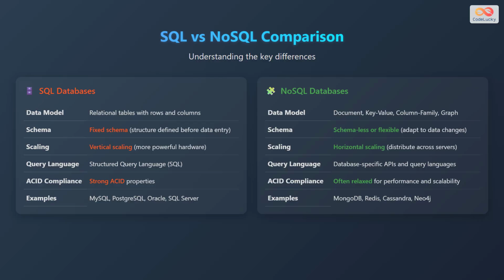Examples include MySQL, PostgreSQL, Oracle, and SQL Server. NoSQL databases, on the other hand, use data models such as document, key value, column family, or graph. They have a schemaless or flexible structure that can adapt to data changes. They scale horizontally, distributing data across servers. NoSQL databases use database-specific APIs and query languages. Their ACID compliance is often relaxed for performance and scalability. Examples include MongoDB, Redis, Cassandra, and Neo4j.